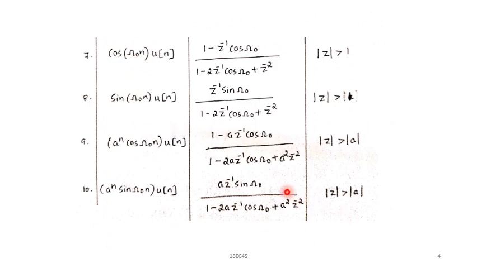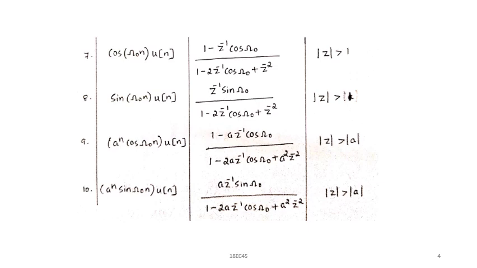Then we'll consider sinusoidal signals. For the sinusoidal signals, one is the cosine signal, the other one is the sine. Cos omega naught n into u of n, and its Z transform is given by 1 minus z inverse cos omega naught divided by 1 minus 2 z inverse cos omega naught plus z to the power minus 2. And the ROC will be given by mod z greater than 1. Because of u of n, the ROC is considered as a right-sided sequence.